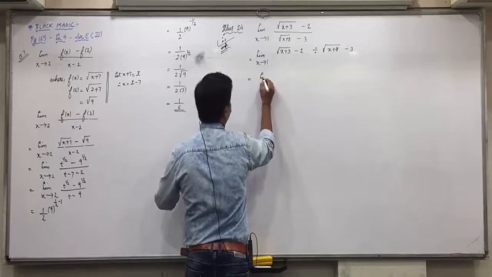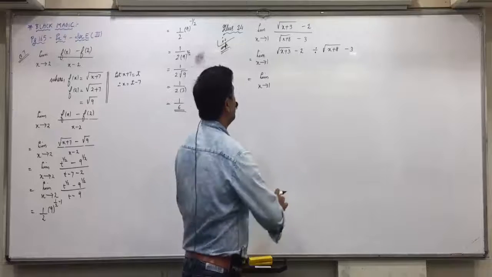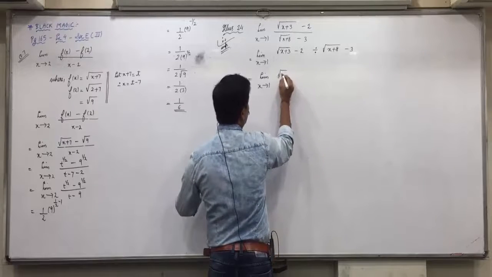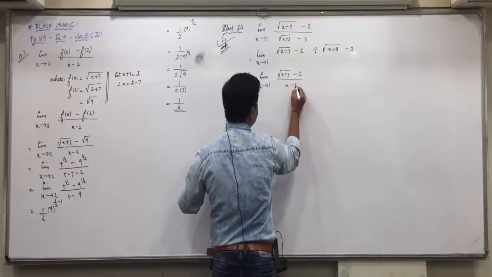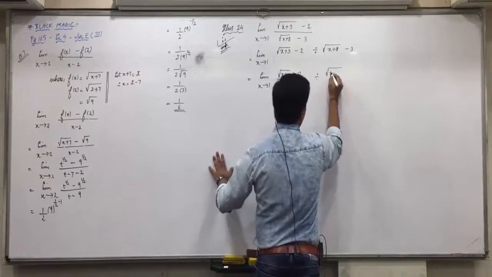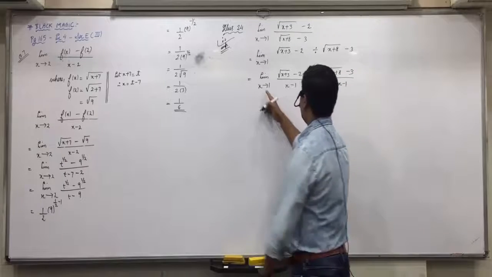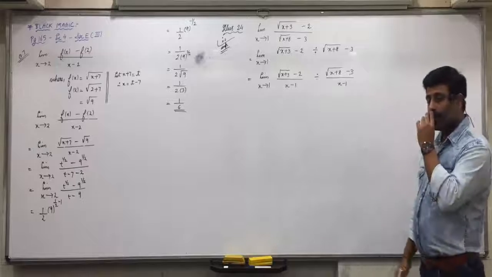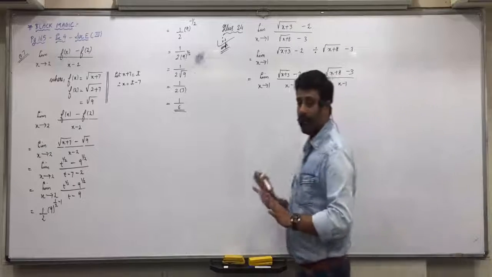Now, limit x tends to 1. Okay, x tends to 1, so root of x plus 3 minus 2 upon x minus 1, divided by root of x plus 8 minus 3 upon x minus 1. X tends to 1, so both of them are divided by x minus 1. Will the answer remain the same or not?